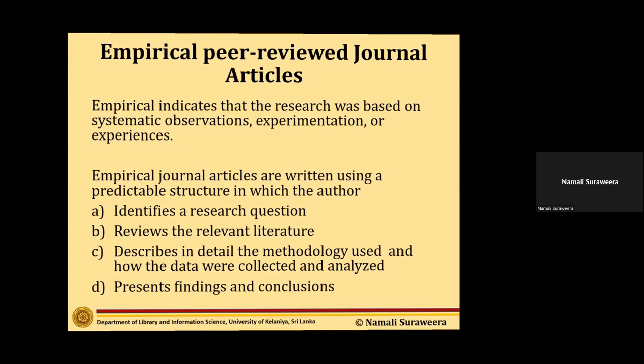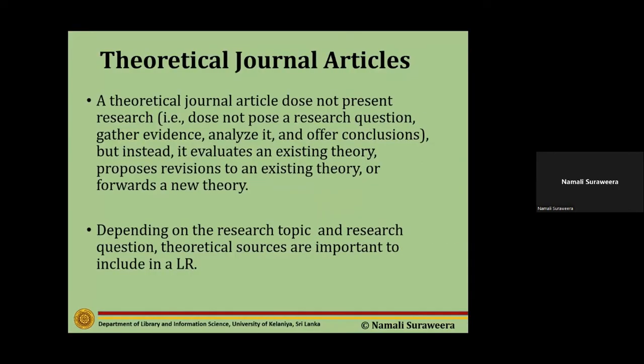The second type of peer-reviewed journal article will be theoretical journal articles. I know that in engineering or other subject disciplines that you are following, lots of theoretical foundations are required. Then it's not necessary to always find all the information through empirical peer-reviewed journal articles. Instead, you can focus on finding theoretical journal articles. For example, if I'm really keen on the technology acceptance model, these days we are really using online education and so on.